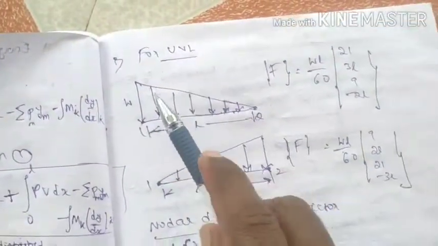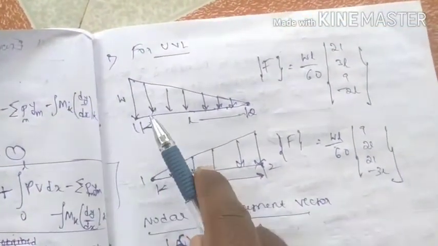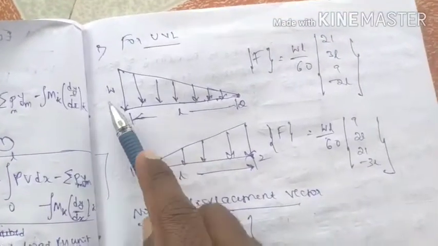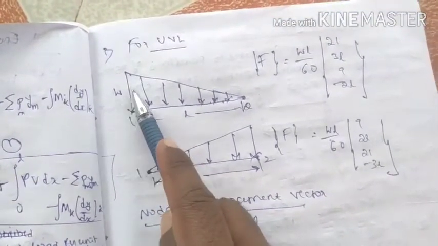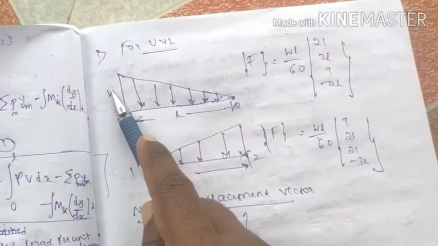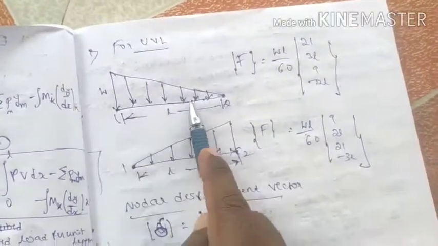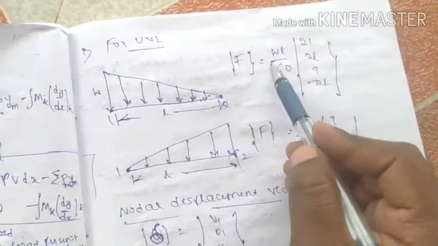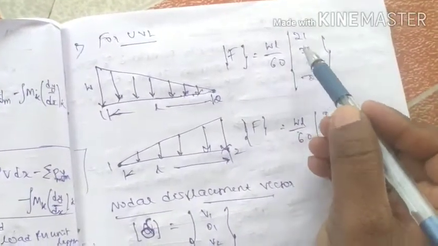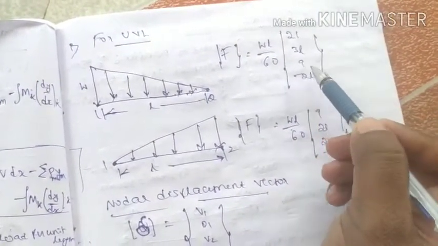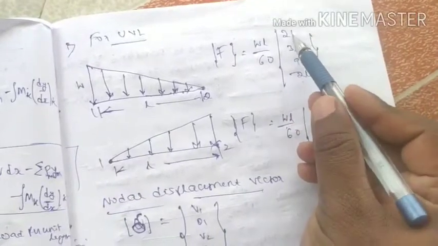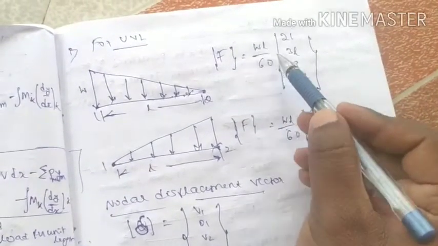So that is UVL. There are two cases. Suppose the maximum load is acting here and the minimum load is 0 like this, then what does the nodal force vector become? That is WL by 60 times [2L, 3L, 9, minus 2L]. Here they have taken WL by 60 common outside.